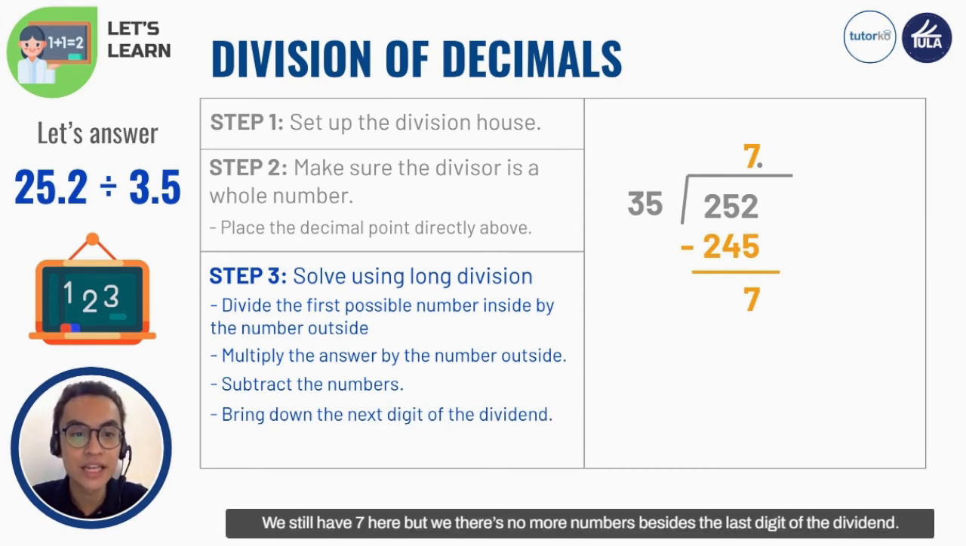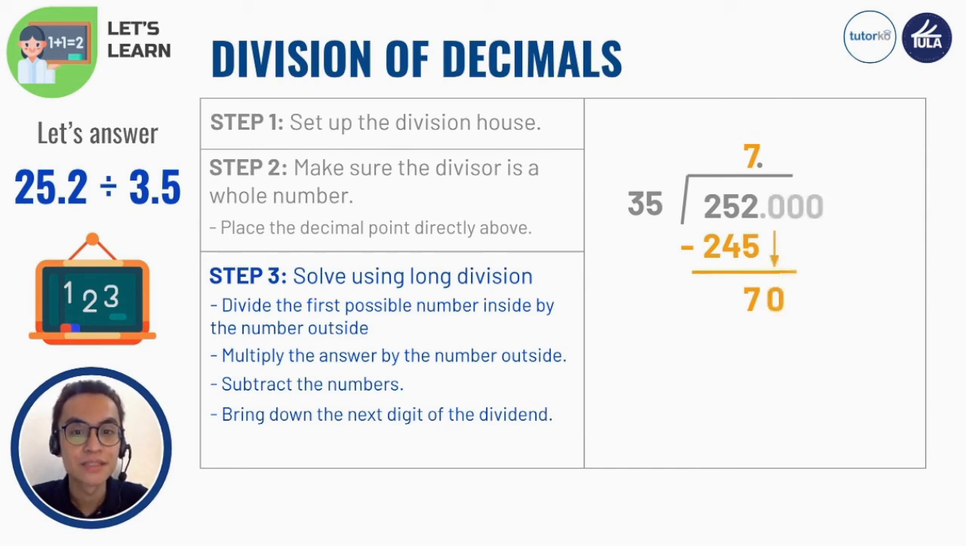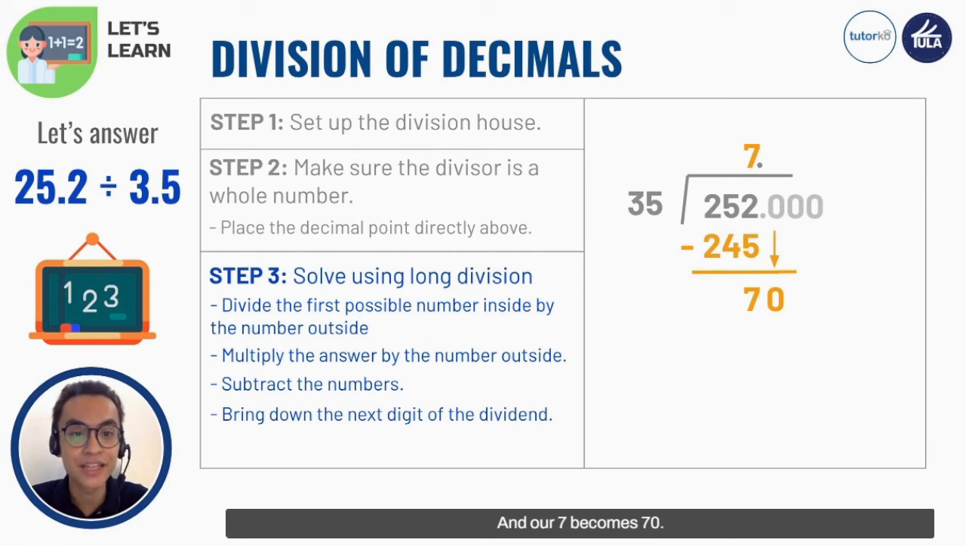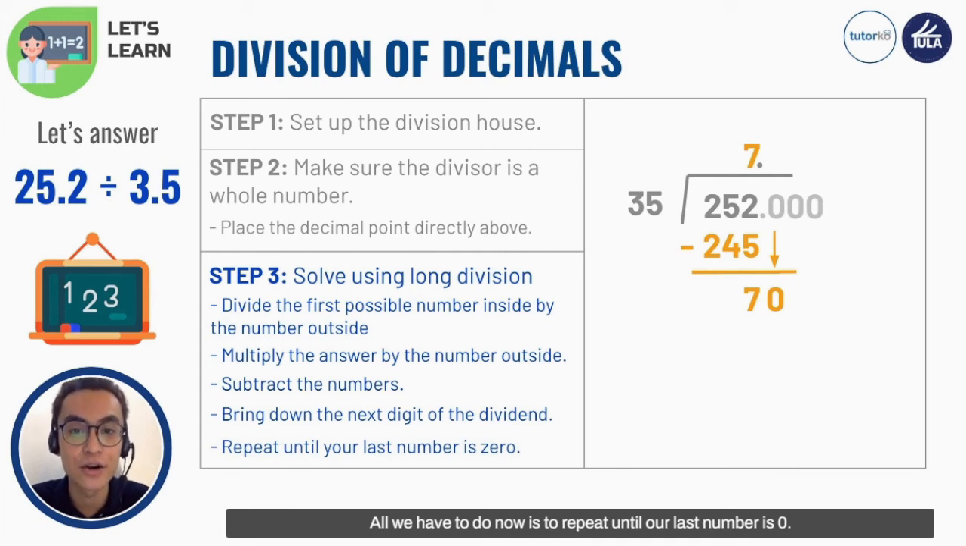We still have 7 here, but there's no more numbers beside the last digit of the dividend. But remember, we have a decimal point at the end of the dividend, just like all whole numbers do. So, we can bring down the 0 here, and our 7 becomes 70. All we have to do now is to repeat until our last number is 0.